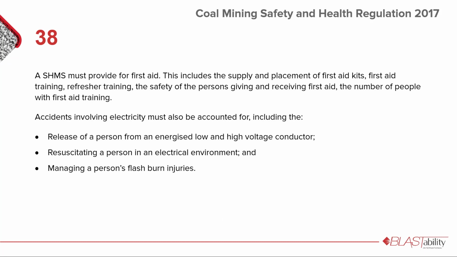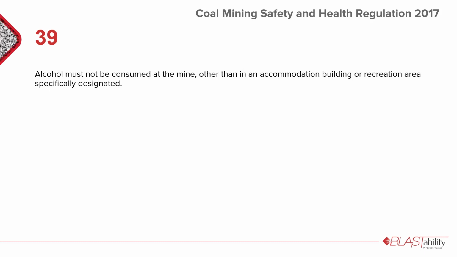38. An SHMS must provide for first aid. This includes the supply and placement of first aid kits, first aid training, refresher training, the safety of the persons giving and receiving the first aid, the number of people with first aid training. Accidents involving electricity must also be accounted for, including the release of a person from an energized low and high voltage conductor, resuscitating a person in an electrical environment, and managing a person's flash burn injuries.